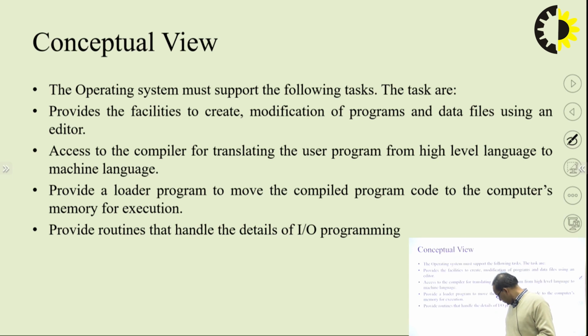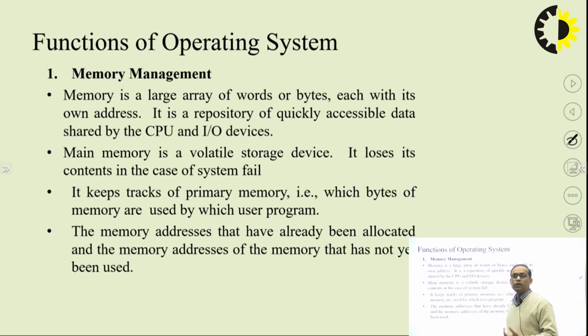Next, this is the conceptual view, which we have already discussed in this slide. We will now discuss the functions of the operating system. So what are the basic functions of the operating system? The first function is memory management. Memory is the basic requirement of a particular program. In order to execute a program, that program must be loaded in main memory. So it is the responsibility of the operating system to provide the memory space or to load the user program into memory. So in context to memory management, what type of activities does the operating system perform?